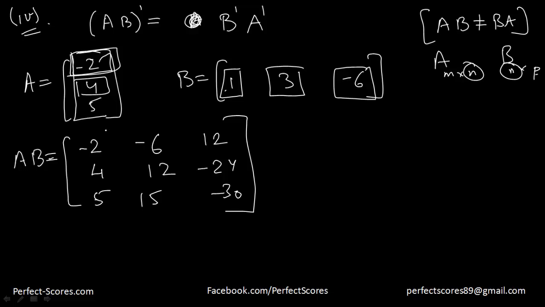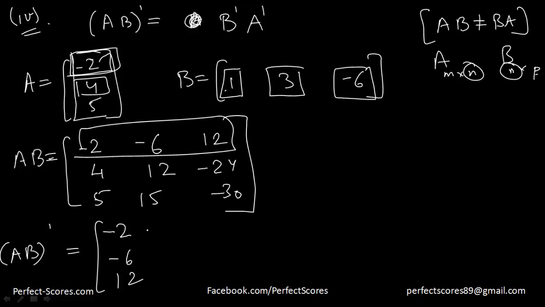And if I transpose that, (A into B) whole transpose is going to be equal to -2, -6, 12. This row here becomes this column, or you can say this column becomes this row. So this is 4, -12 and -24, 5, 15, and -30. So that is the (A into B) transpose.